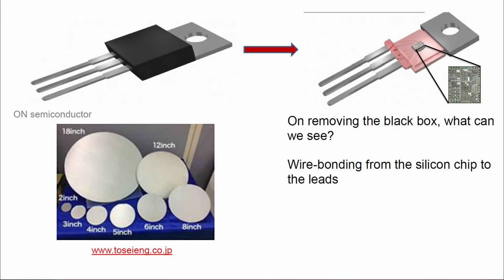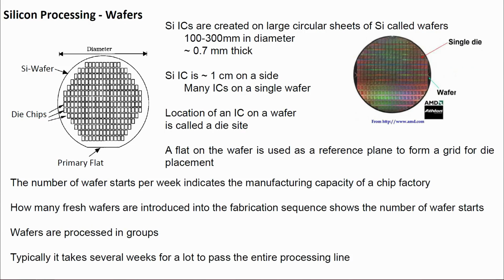Then we have also seen that there are several kinds of silicon wafers. When I say several kinds, it is based on size, from 2-inch wafer to 18-inch wafer. Then there is a single side polished wafer and a double side polished wafer. So, we have seen silicon wafer processing.